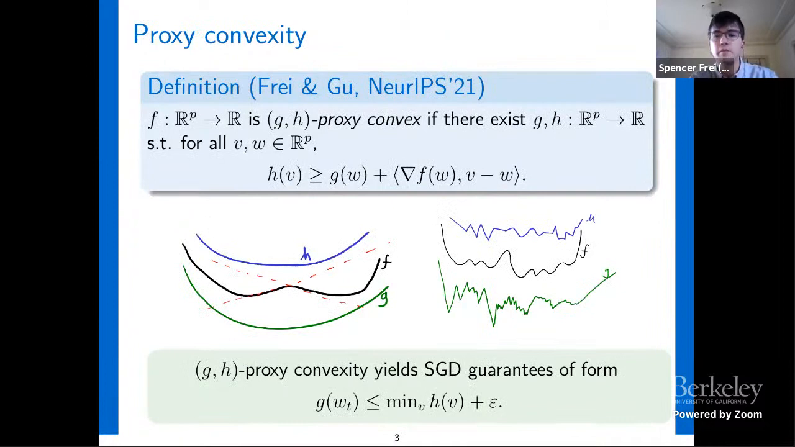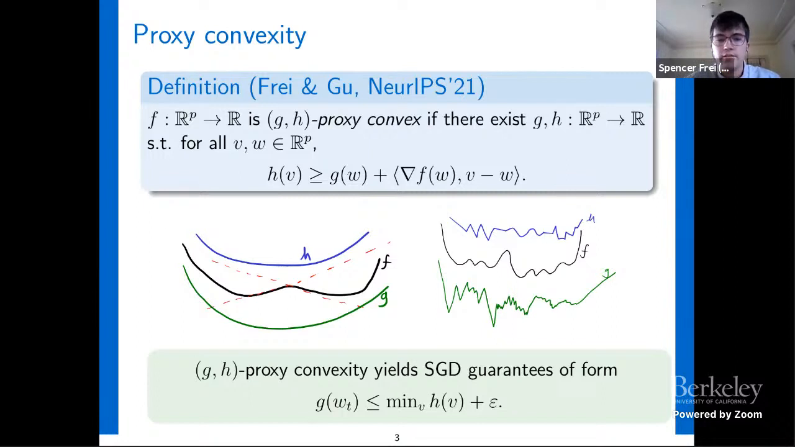And so we introduced a number of definitions. In the paper, I'm just going to focus on this one definition, just due to time constraints. And it's this definition of proxy convexity. So we say that a function is GH proxy convex if this type of inequality holds, where the way to think about this inequality is that standard convexity is that the function lies above its first order Taylor approximation.